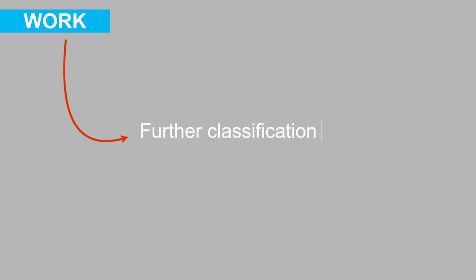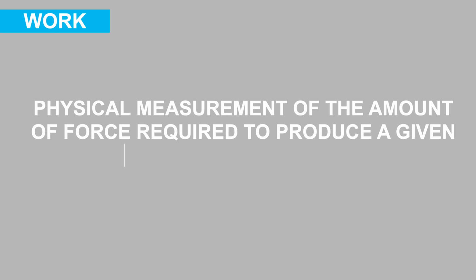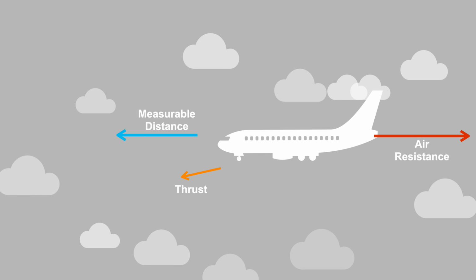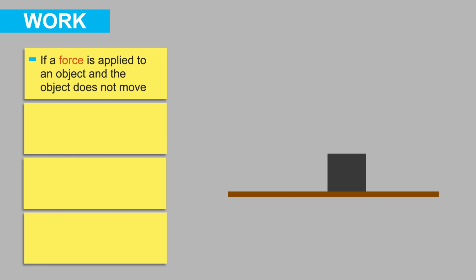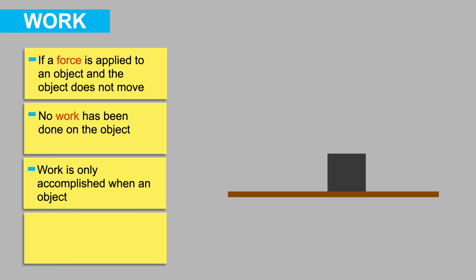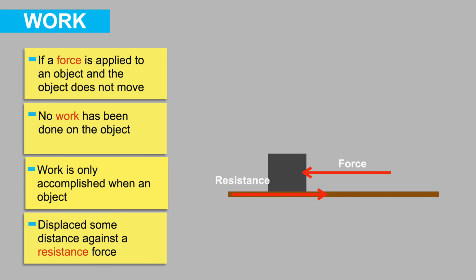What is work? Work is a further classification of force. It is the physical measurement of the amount of force required to produce a given amount of movement. This means work is done when a resistance is overcome by a force acting through a measurable distance. If a force is applied to the object and the object does not move, by definition, no work has been done on the object, because work is only accomplished when the object displaces some distance against a resistant force.